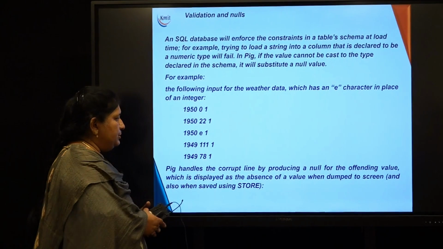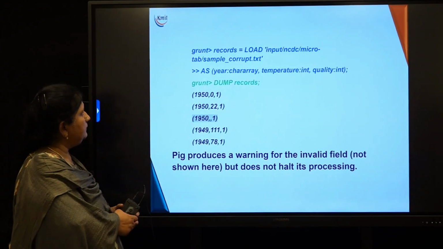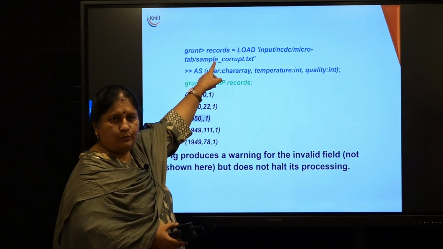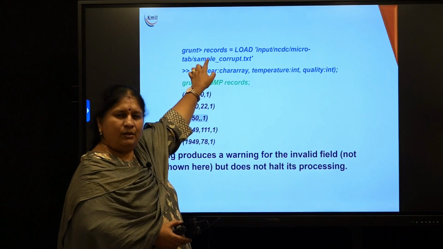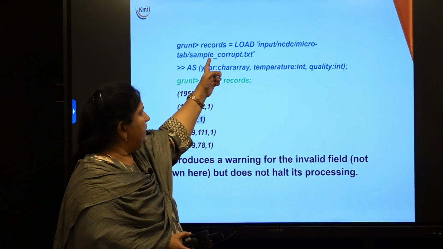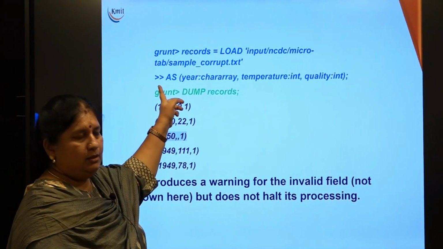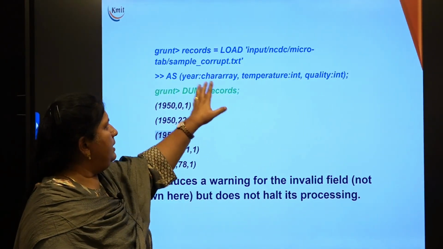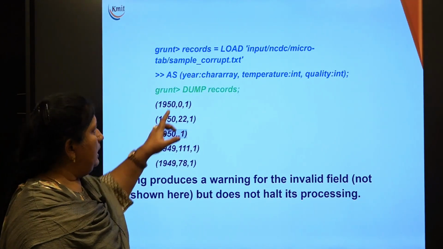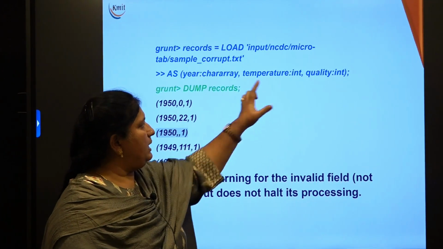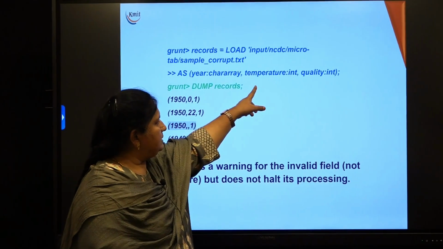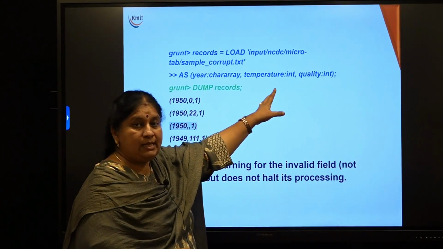Whenever you are trying to work with PIG, suppose I have given this statement: records is the output relation. This is like a variable; you can give any name here. Records is equal to load that particular data set as, and what are the 3 attributes we are considering? First one is year, next one is temperature, next one is quality. The data types of these 3 attributes: year is a character array, temperature is an integer, quality is an integer.